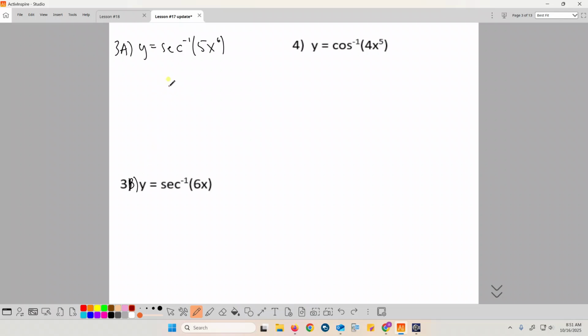Okay, so now let's take a look at some secant questions. I have 2 of them because I want to talk about that absolute value, and I think it's worth doing a couple of examples with the secant, okay? So let's start with 3a. Y equals inverse secant of 5x to the power of 6.